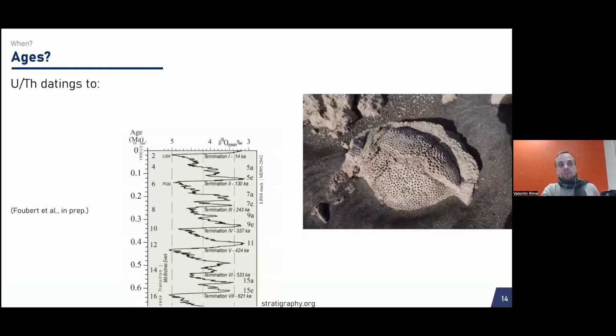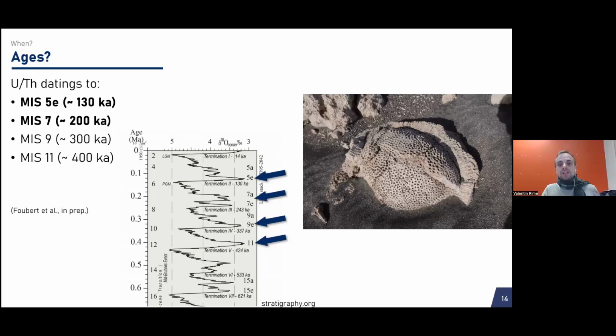And other people from the team have dated these terraces, and the youngest one dates to marine isotopic stage 5e, so approximately 130,000 years. So that's basically the last interglacial. Then the second one is MIS 7, the interglacial before. And then the datings are a bit more uncertain for the next terraces, but they probably date back from MIS 9 and 11. And that's logical. That's what you would expect. So the depression is flooded each time you have a sea level rise.